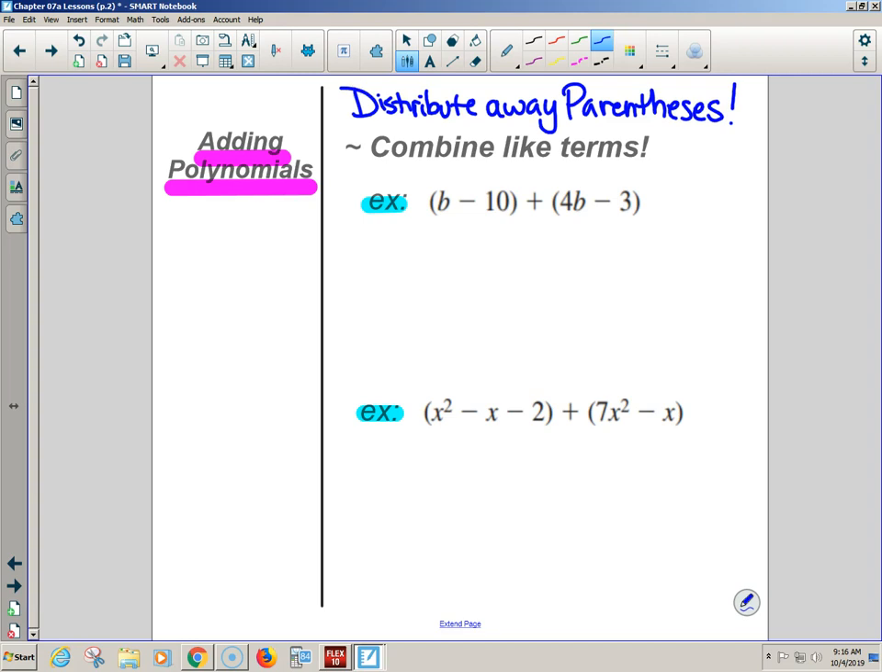Distribute away the parentheses. Now, why am I using the word distribute? I thought distribute is when you need to, we did it yesterday.